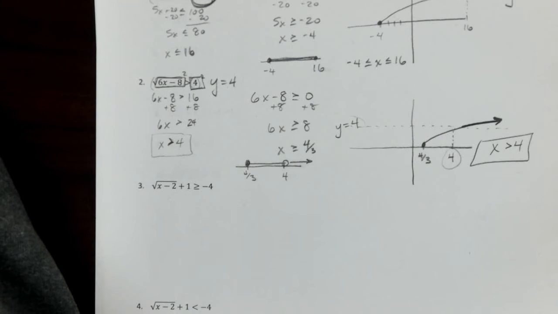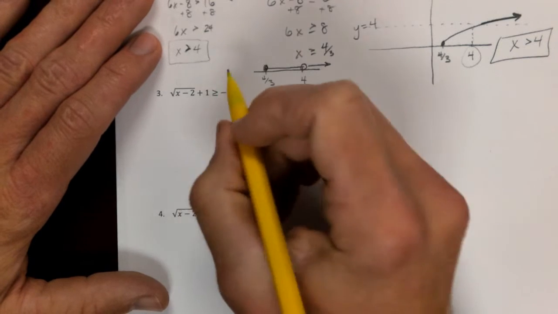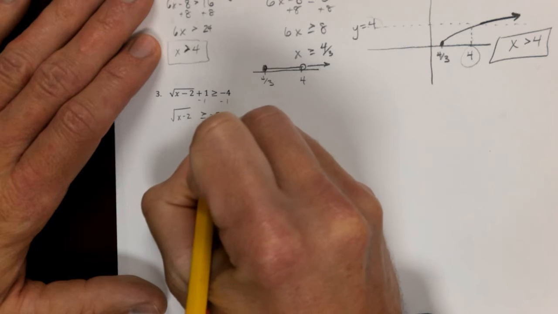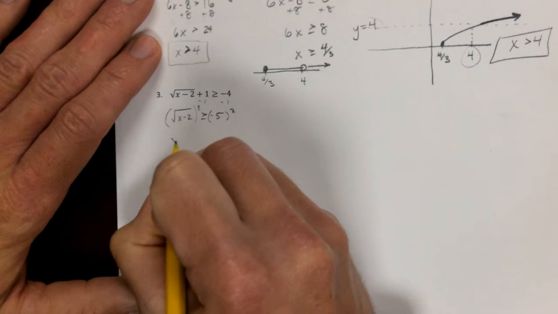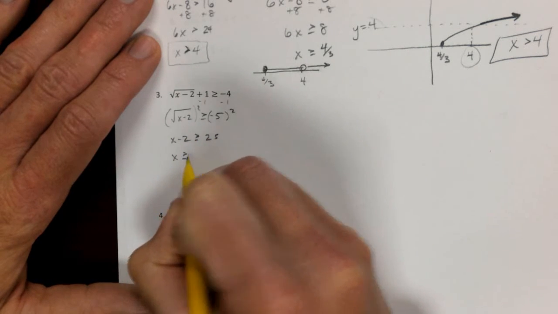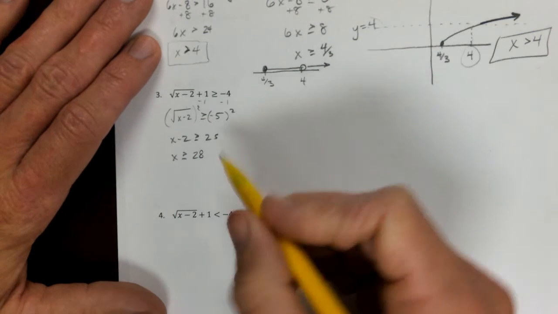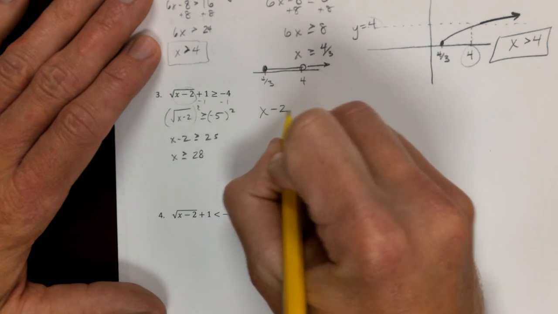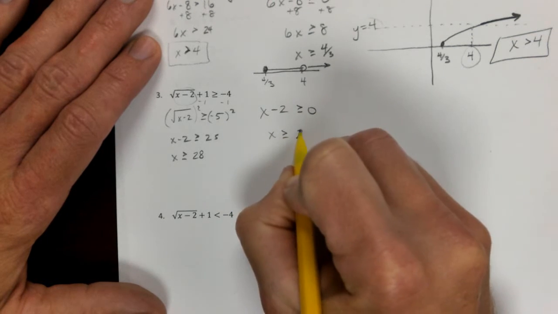Alright, let's go down to number 3. Again, we're solving for x, so we want to subtract 1 on both sides. So we get the square root of x minus 2 is greater than or equal to negative 5. We're going to square both sides. So we get x minus 2 is greater than or equal to 25, so x is greater than or equal to 28. Now, let's look at this, because we're going to take our radicand, x minus 2, and set it greater than or equal to 0. So x is greater than or equal to positive 2.